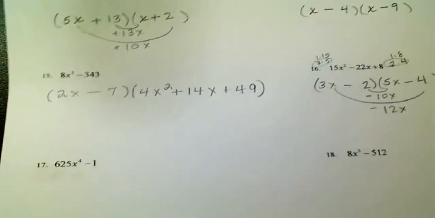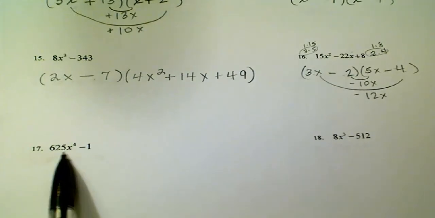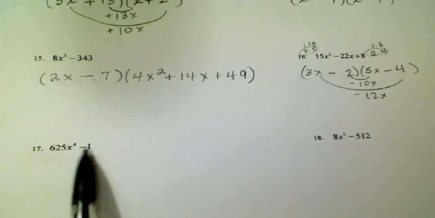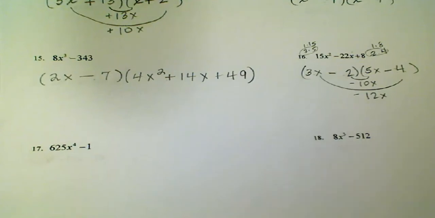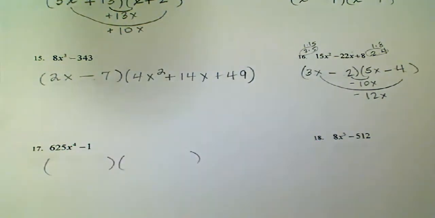Almost done. We've got a couple more. Next question. I do believe there's no GCF. There's two terms. So if there's two terms, it's either squares or cubes or prime. So that's a difference of squares. So what is the square root of 625?